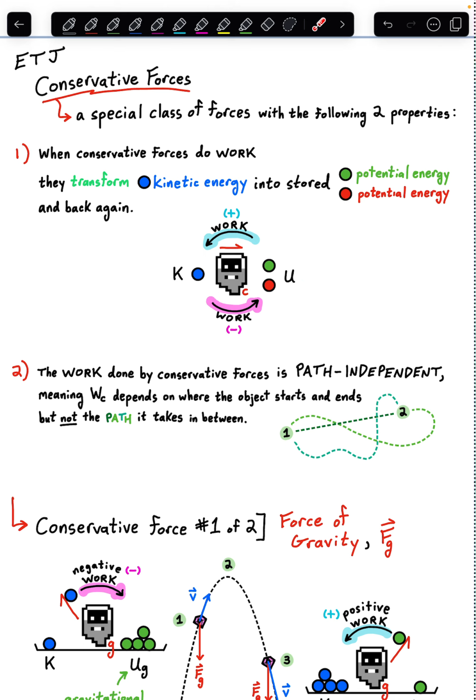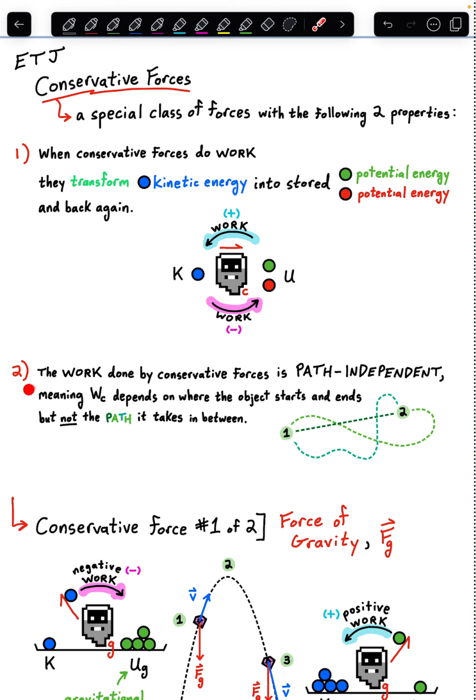It's just a convention to use U for potential energy. So a conservative force can do negative work to remove kinetic energy from an object, slow the object down, and store that energy as potential energy, or the conservative force can do positive work to take some of that stored potential energy and transform it into kinetic energy to speed an object up. So this is the cycle of transformations that conservative forces can do when they do work.